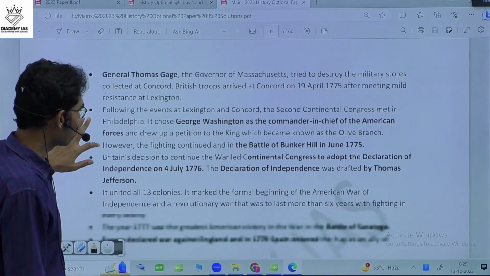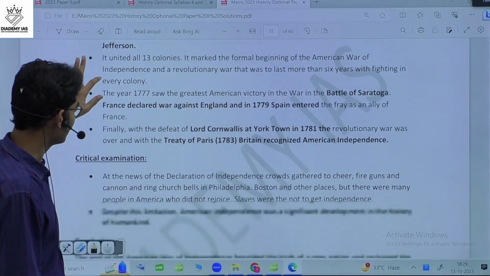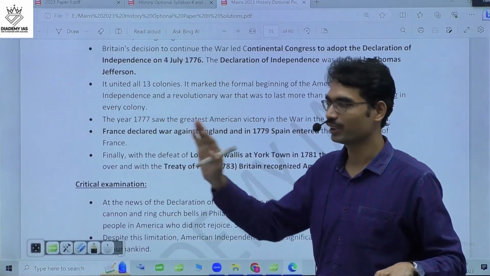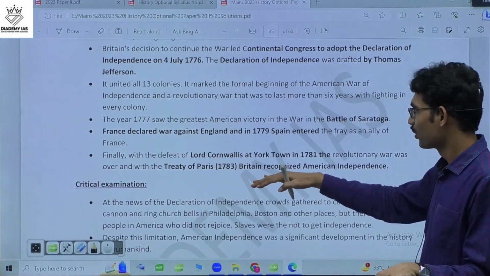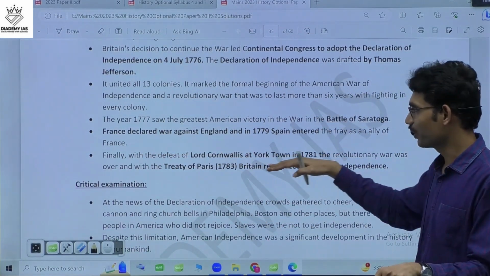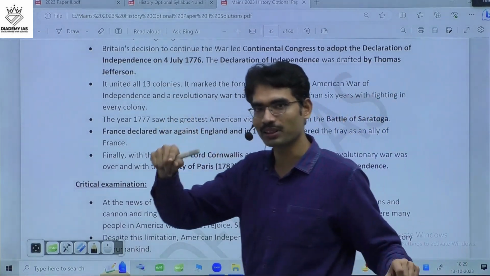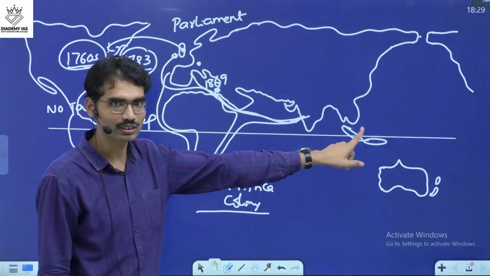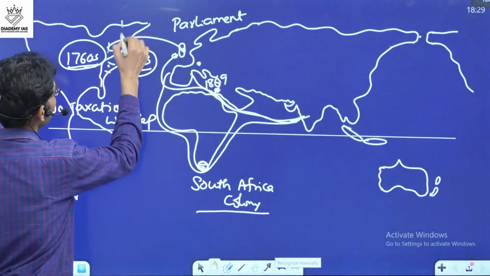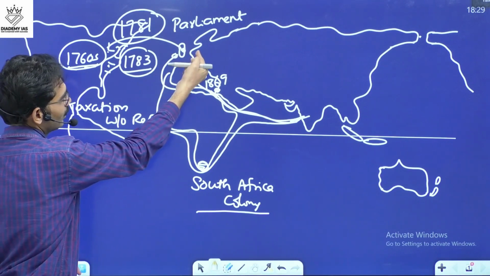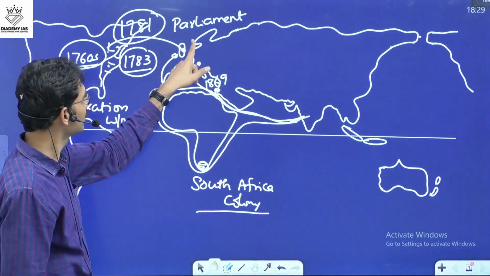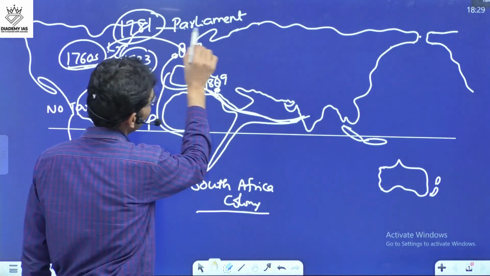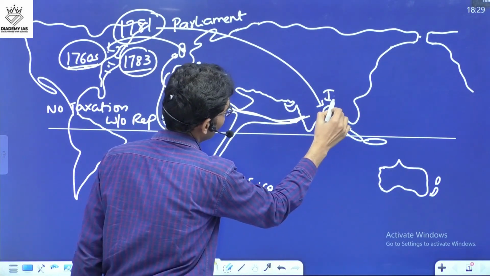Just to mention some important developments or important wars that took place from 1776 till 1783. Finally, in 1781, Lord Cornwallis, the same person who is going to come to India, again you see how it affected Indians also. British forces were under Cornwallis, and he surrendered to the American forces. After that, Cornwallis was sent to India.